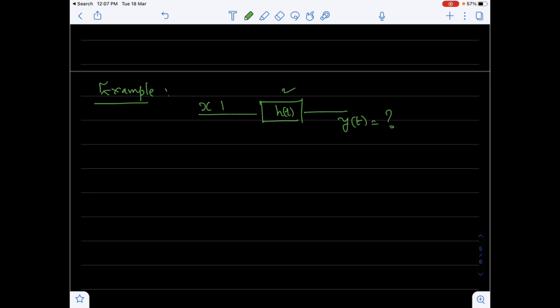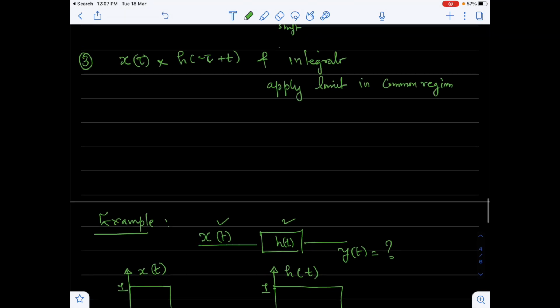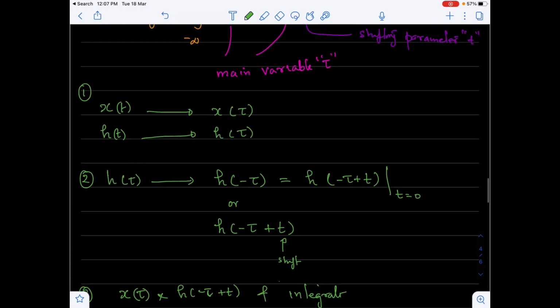Then also x of t is also given. So what is x of t? I will show you. X of t is something from 0 to 1, and this is x of t, and the amplitude is 1. And h of t is also given. It is another function which is from 0 to 2, and the amplitude is 1, which is h of t. Okay, so what is our first step? As I told you, the first step is to find x of tau and h of tau.